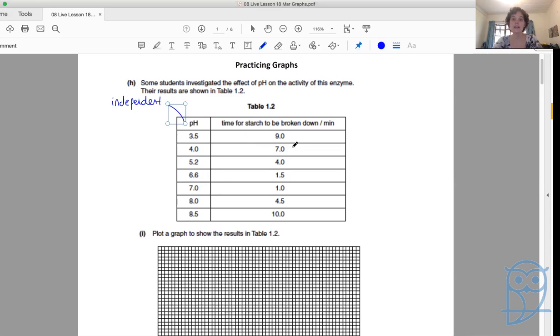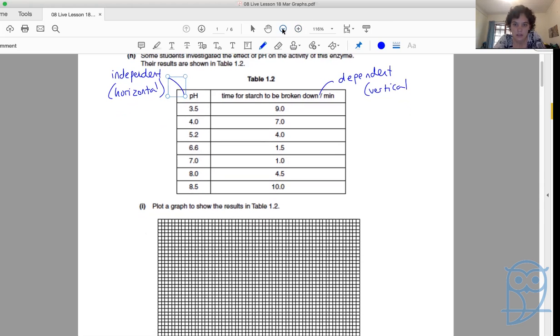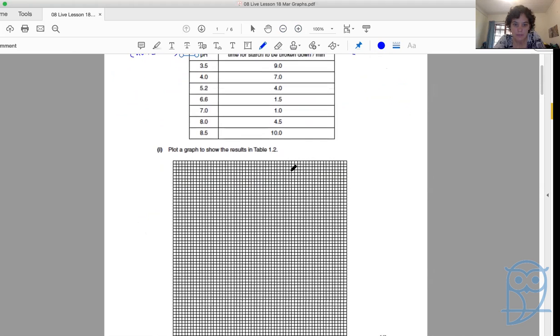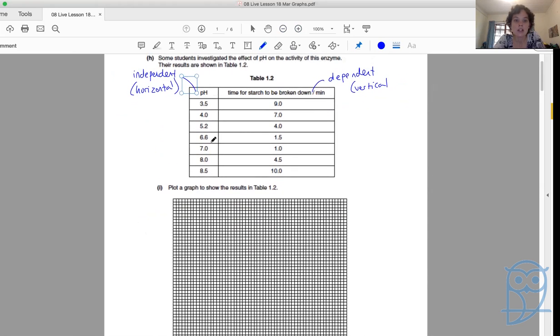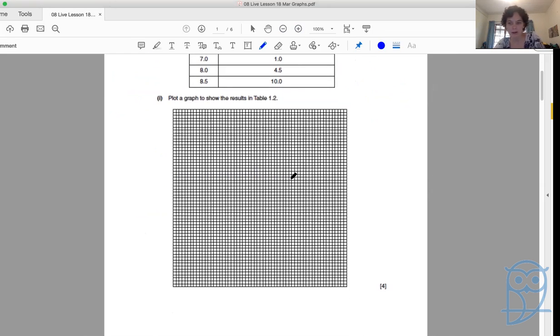And it makes sense. The time taken for the starch to be broken down depends on the pH of the solution. So this is our dependent, which means that this one is going on the horizontal and this one is going on the vertical. So I'm going to need a little bit more space here. We've got pH going all the way up to 8.5 and we've got time going all the way up to 10. And we have this horrible, horrible grid.